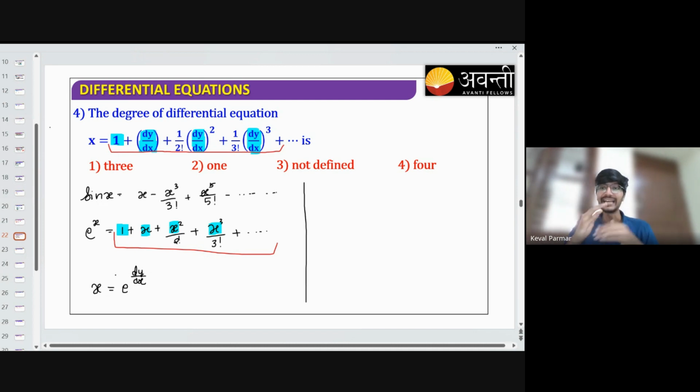But here I can convert this into logarithmic form. Do you remember the logarithmic form? If I take log on both sides, what will this be? ln x will be equal to ln e to the power dy by dx. By the property of log, it will come here. And what is the value of ln e? It is 1. So basically, my differential equation is ln x equals dy over dx.